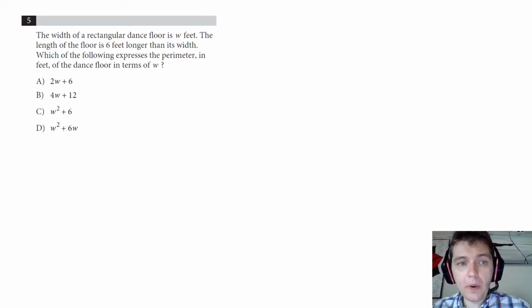Problem 5. The width of a rectangular dance floor is W feet. The length of the floor is 6 feet longer than its width. Which of the following expresses the perimeter in feet of the dance floor in terms of W?